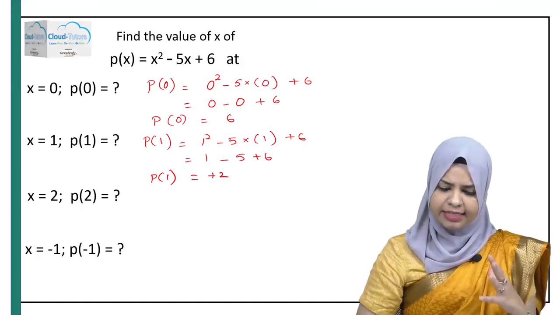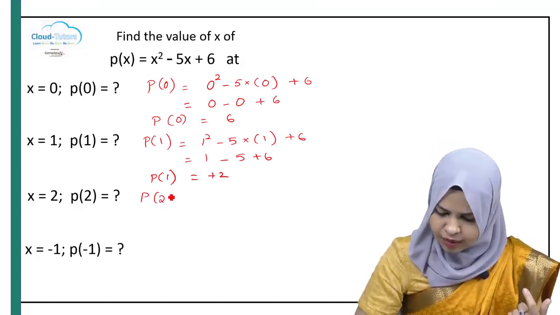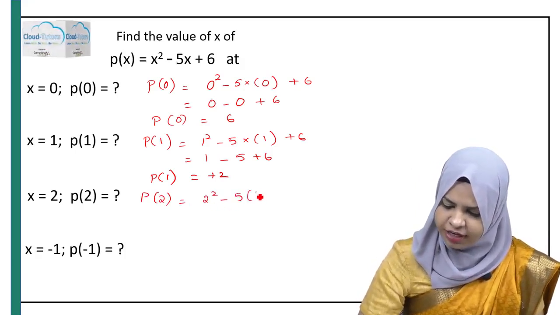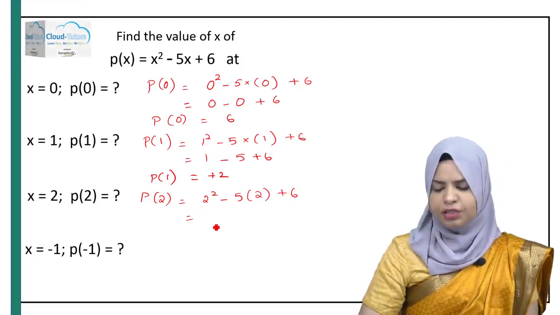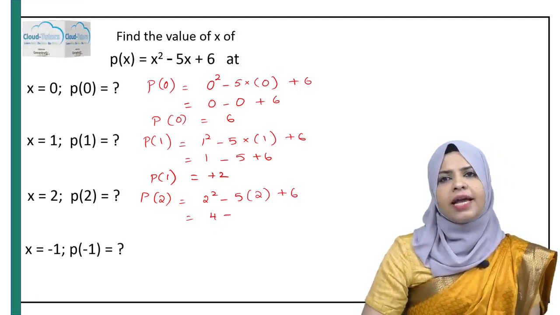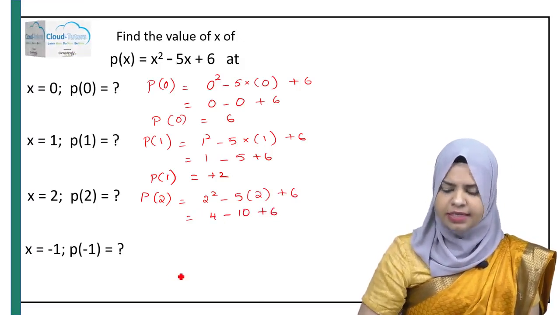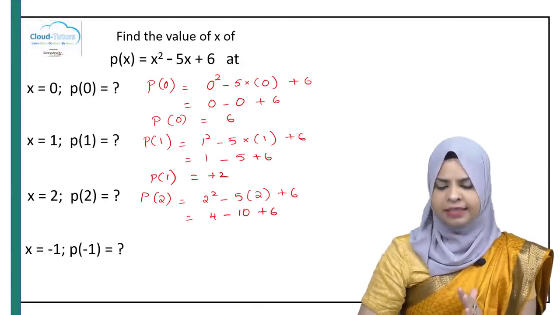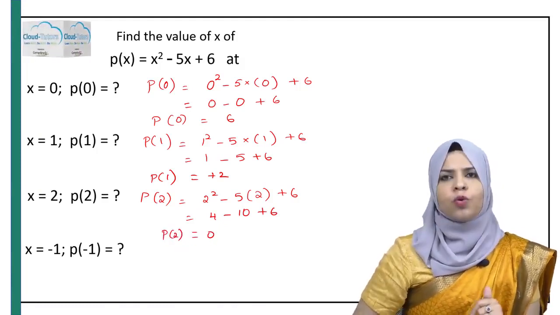Okay. In the next example, x is 2. So P of 2 is equal to 2 square minus 5 into 2 plus 6. So 2 square is 4. Minus 5 into 2 is minus 10 plus 6. So 4 minus 10 is minus 6. Minus 6 plus 6 is 0. So P of 2 is 0.